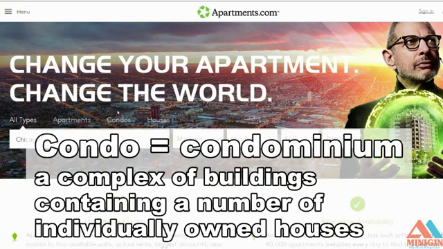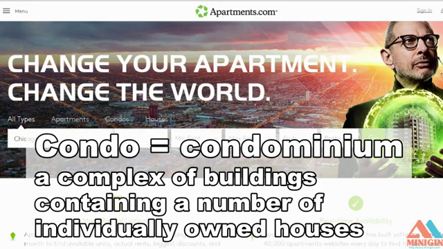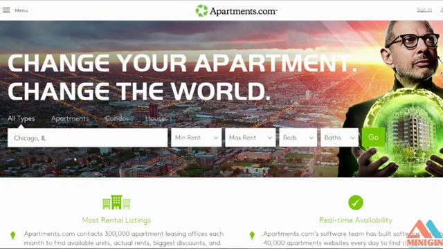A condo would be two different living spaces in one house, and so you'd share the house. It's like a split into house. Okay, so we'll look at all the different types of houses and apartments all together. And we'll look at Chicago, and this min rent is short for the minimum that you want to pay for your rent.